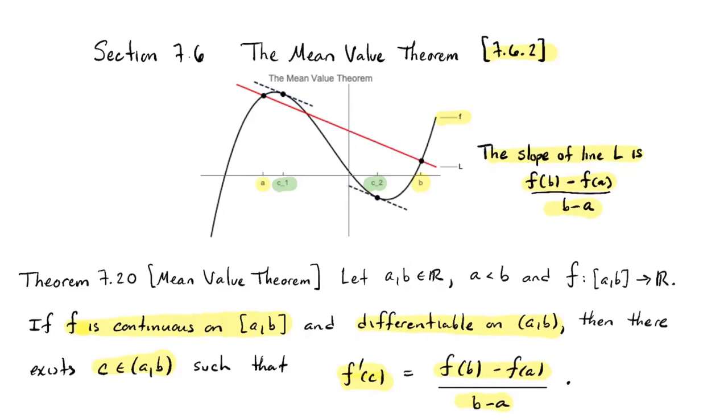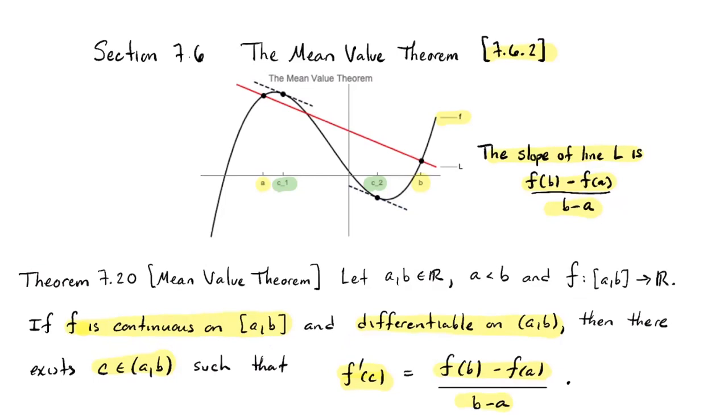Maybe you should stop the video right now and just draw a few functions. Draw some functions on a closed interval. Just make sure they're continuous and differentiable. And you'll see that no matter how you draw them, there has to be at least one tangent line between a and b whose slope is equal to that secant slope.